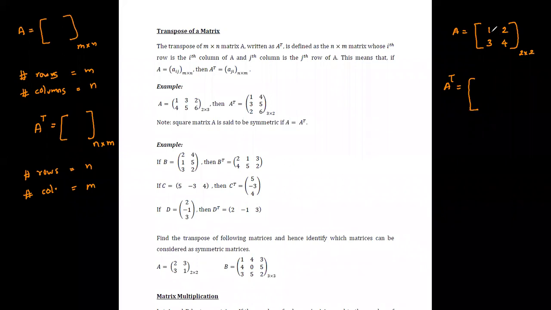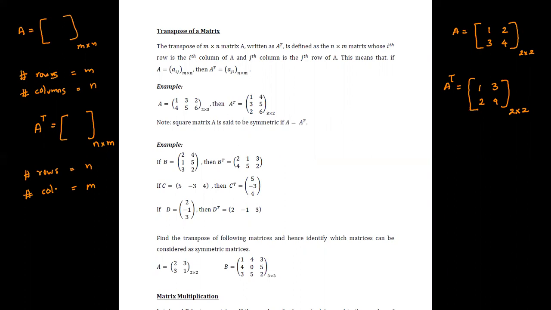Here I have 1 and 2 in the first row, and it becomes the first column of the transpose. The first row becomes the first column. Likewise, the second row becomes the second column, which will be 3 and 4. Since we have an equal number of rows and columns, the transpose of this matrix has the same dimension as well.